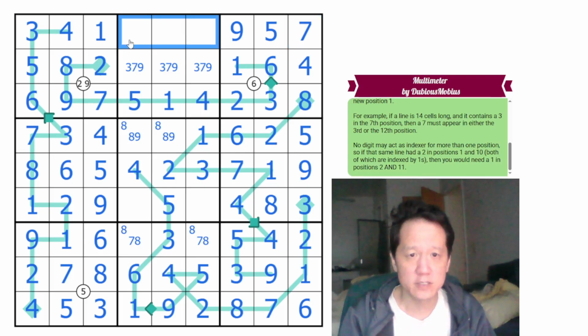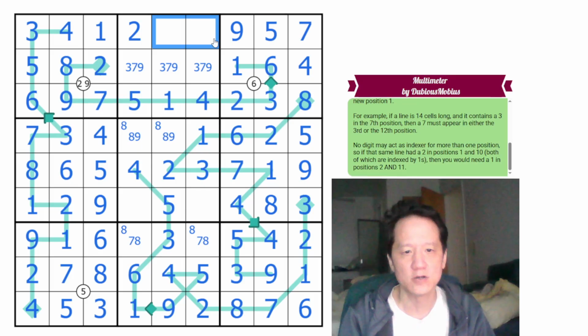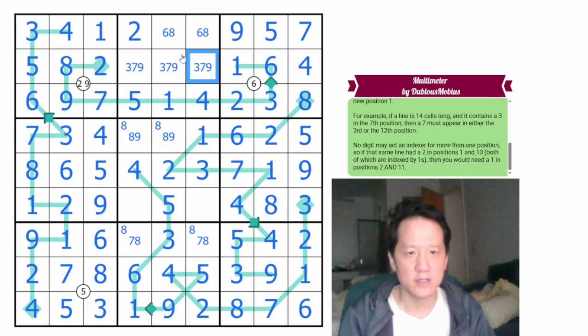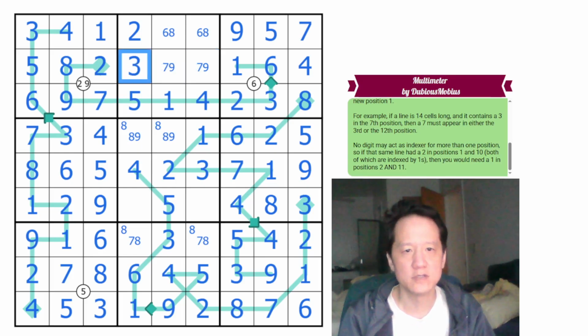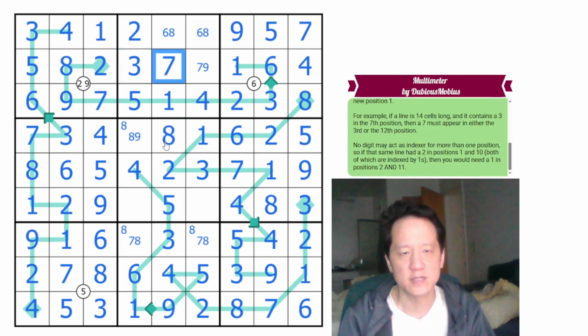The remaining digits are 2, 6, and 8. These can't be 2, so this must be a 2. We have 6 and 8 here. Okay, so this is 6 and 8. Neither of these can be 3, so therefore this is a 3 here. This can't be 9 in either of these spots, so therefore this is an 8 and 7 respectively. This 8 makes that a 9.